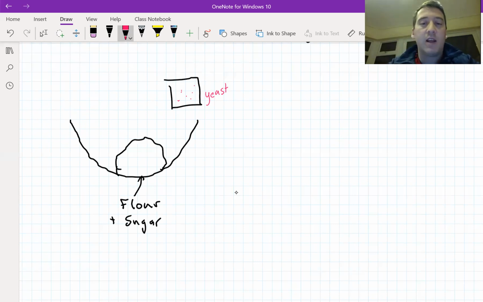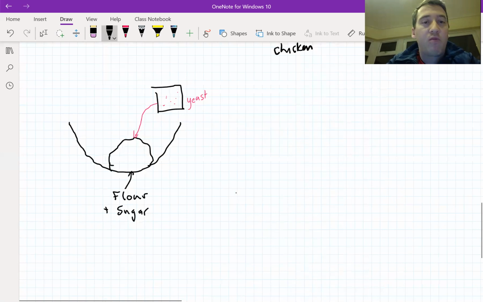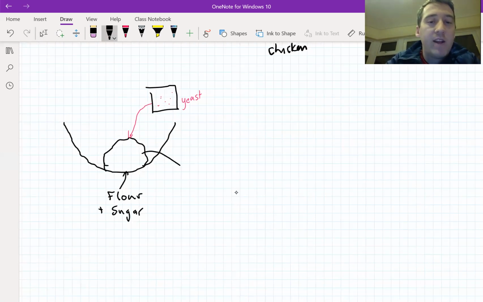The organism is one cell, and it belongs to the fungi group, which is the same group that mushrooms belong to. But this obviously isn't a mushroom. A mushroom is much bigger, and it's a multicellular organism. This is a unicellular fungus. We'll take the yeast and put it into the mixture of flour and sugar. We would then leave the dough. Okay, so this is now what we call bread dough. So we'll mix it up and we've got bread dough.